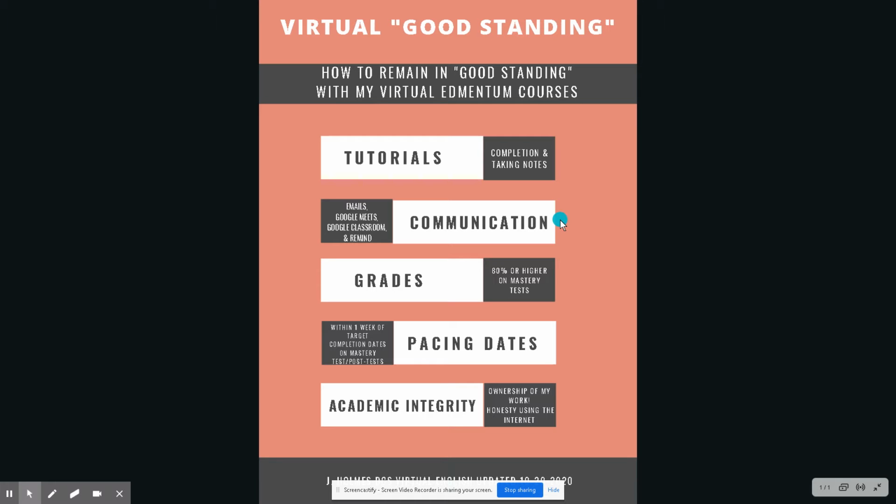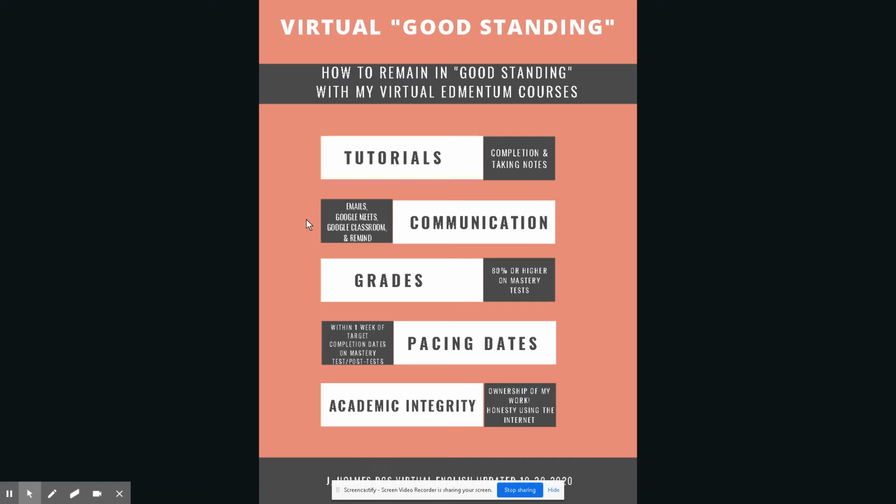And what does this mean? It means I am responding to emails. I'm sending emails when I need them, whether that email is in your Gmail or in your Edmentum messaging. Either one of those. It is important to remain in good standing with your virtual while we communicate with each other. That means I'm also showing up to Google Meets that I've been invited to, or it is a priority for that particular course for you to be part of the Google Meet.